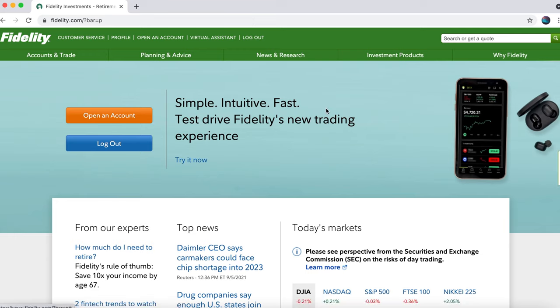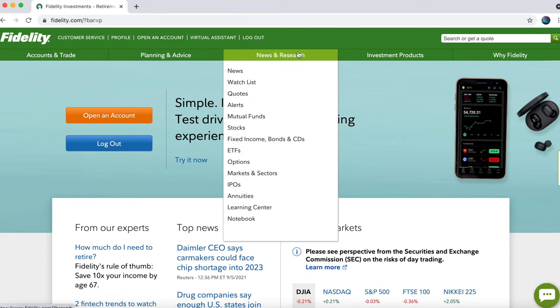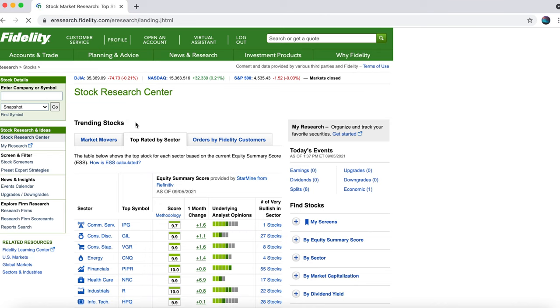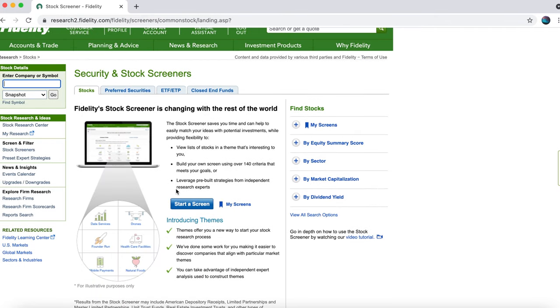So when you're logged into Fidelity and you have an account, you want to go to the news and research section to access the stock screener. Go down to stocks. Now this is the research center. And if you want to find your screeners, you simply come down here to the left. If you already have some screeners, you can access some that you previously had right here. If you want to create a new one, you hit stock screeners. So as you can see, I can access my previous screens right here, or I can start a new screen.